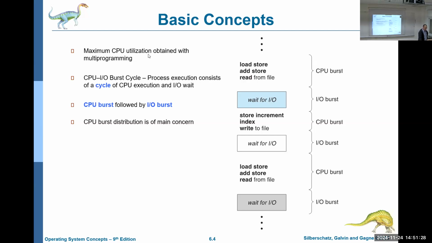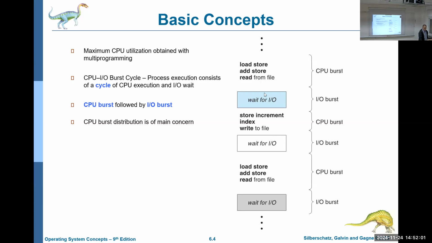So maximum CPU utilization is obtained with multiprogramming. What does multiprogramming mean? It means wouldn't it be nice if, when one program is doing an IO burst, another program can come and use the CPU at that time. And then when he wants the CPU again, the other one will be in IO. We can interleave these two programs to have them run at the same time. So process execution consists of a cycle of CPU execution, IO wait, CPU burst. We explained all that.